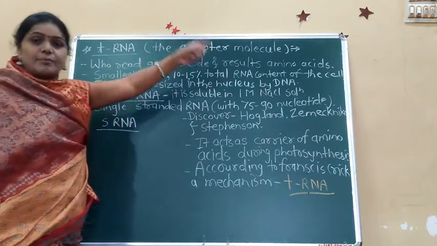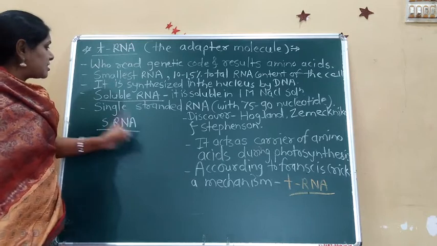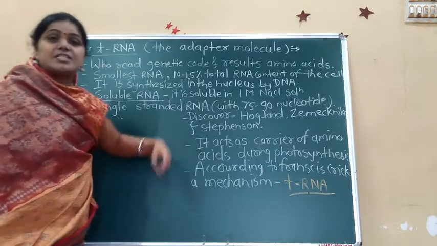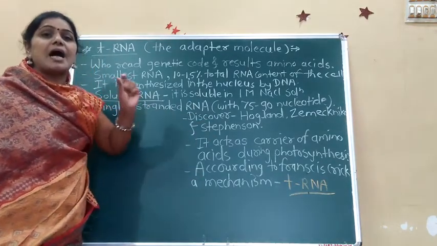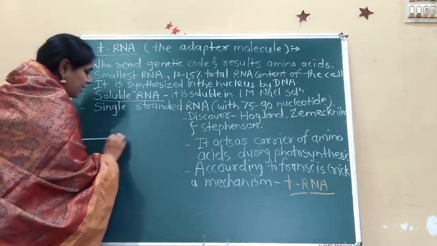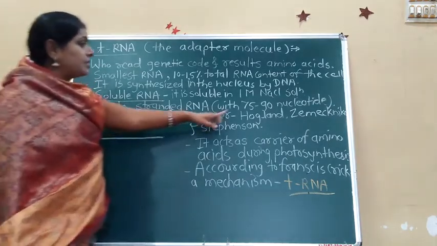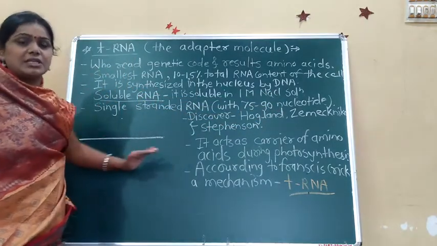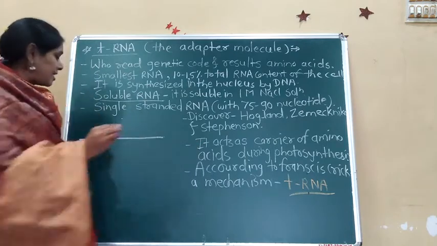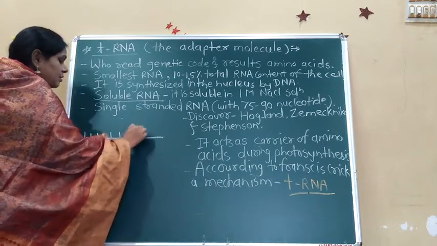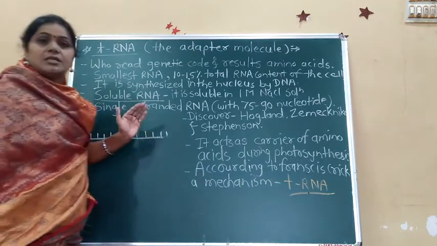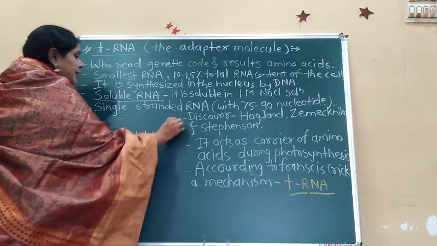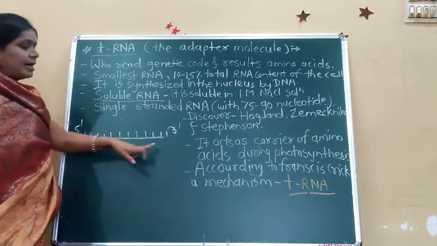tRNA, the adapter molecule, which is sRNA, is a single stranded RNA. Just as DNA is double stranded, RNA is single stranded, and 75 to 90 nucleotides are present in a single RNA. That is the single stranded RNA, with a 5 prime to 3 prime end in the sequence of that RNA.